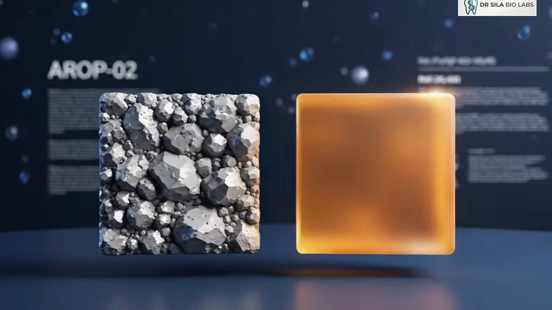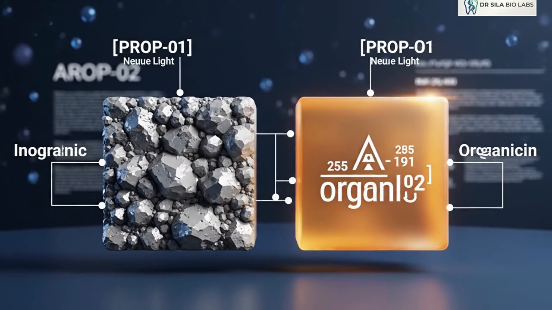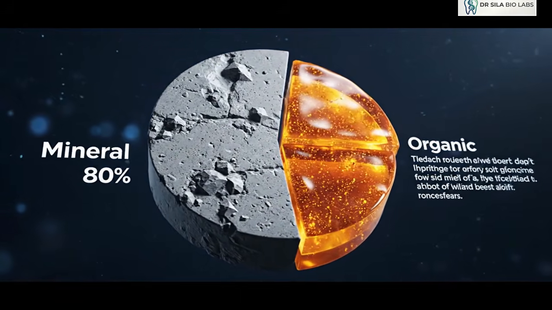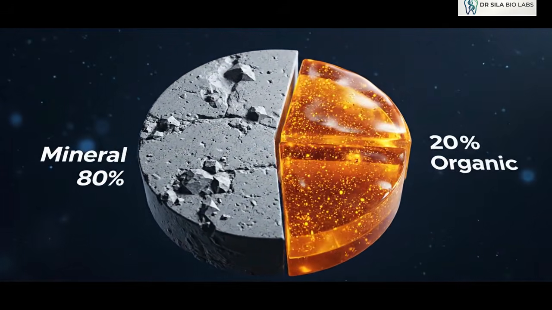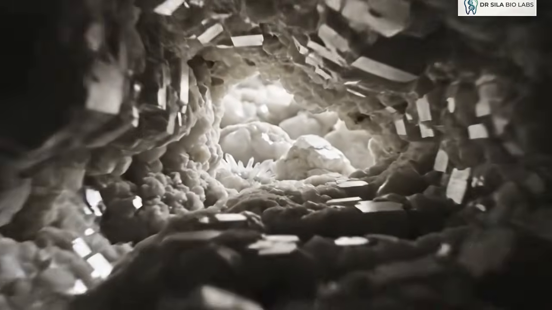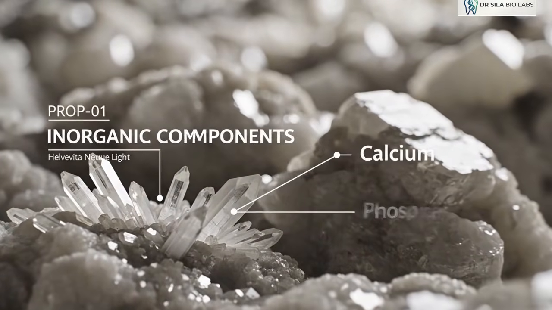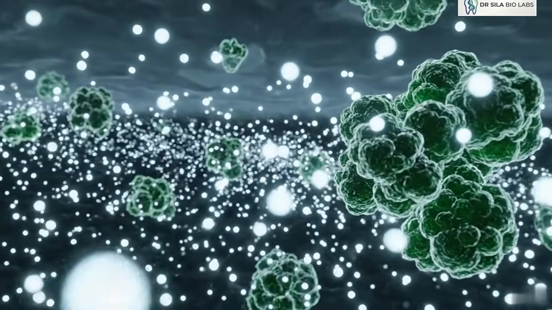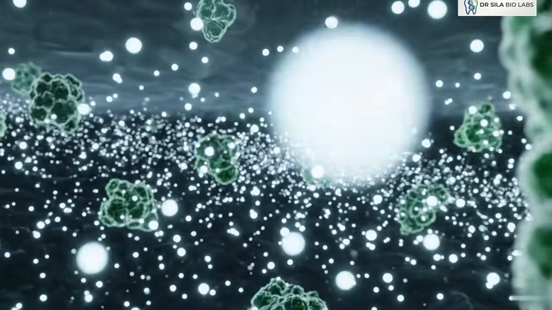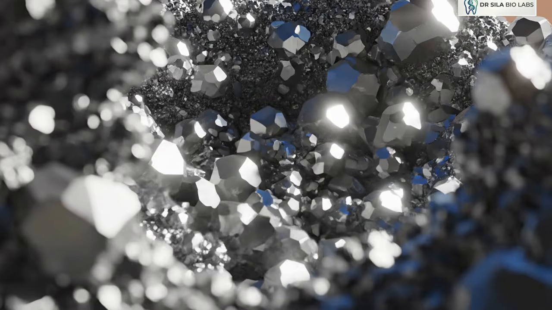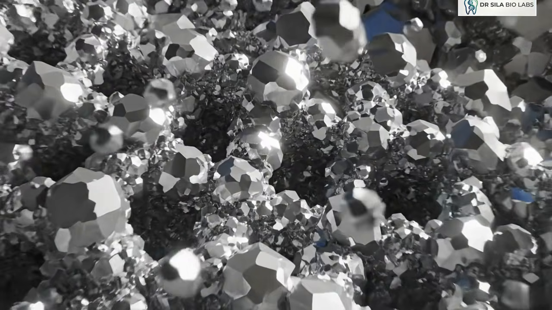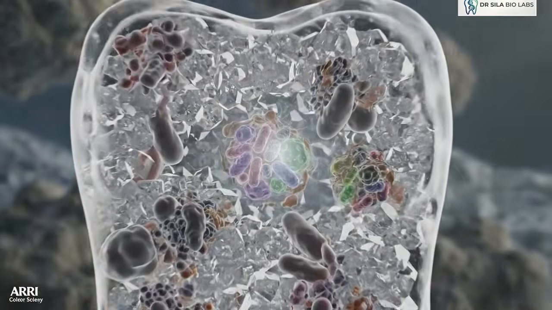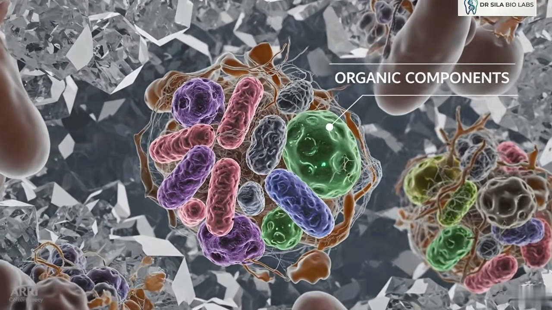Dental calculus contains two major components: inorganic minerals and organic material. In mature calculus, minerals make up the majority of the deposit. Typically, about 70 to 90% of calculus consists of inorganic mineral substances. These minerals originate mainly from saliva and crevicular fluid around the teeth. But calculus is not made entirely of minerals.